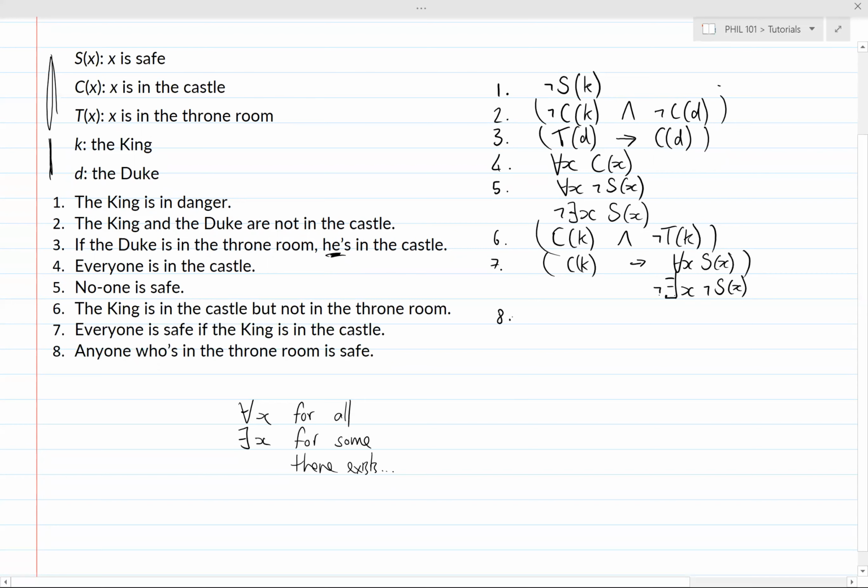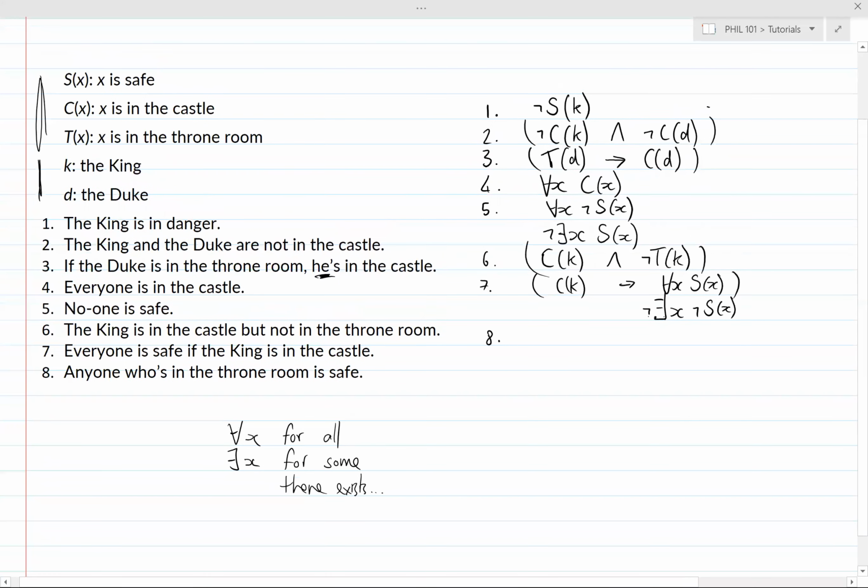Number 8 says anyone who's in the throne room is safe. I can express this using a for all. For all x, if x is in the throne room, then x is safe.